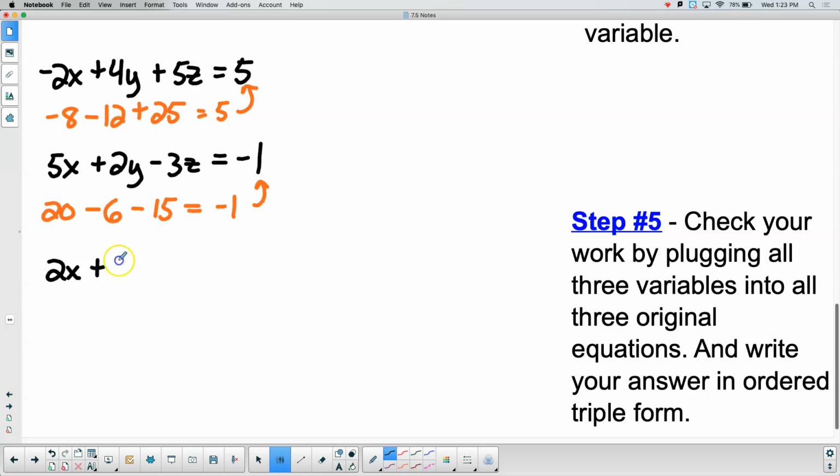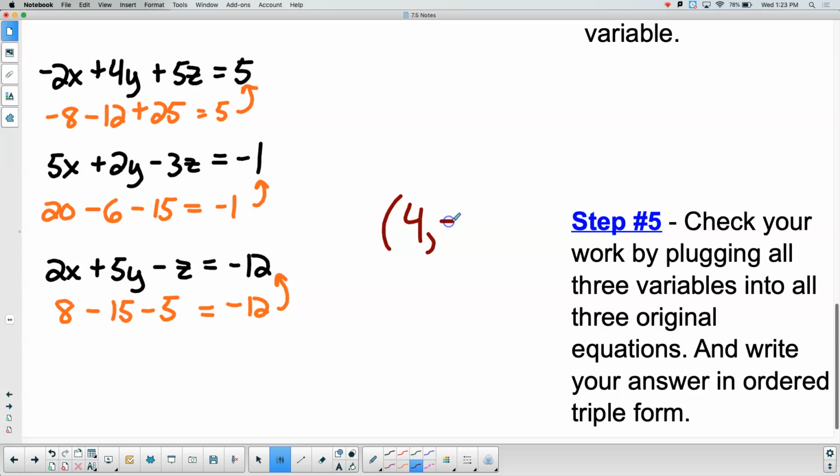2x plus 5y minus z equals negative 12. 2 times 4 is 8. 5 times negative 3 is negative 15. Negative 5 is negative 5. That's going to be negative 7 minus 5 is negative 12. Checks out. Checks out in all three. So we write our answer as an ordered triple, and that would be 4, comma, negative 3, comma, 5.